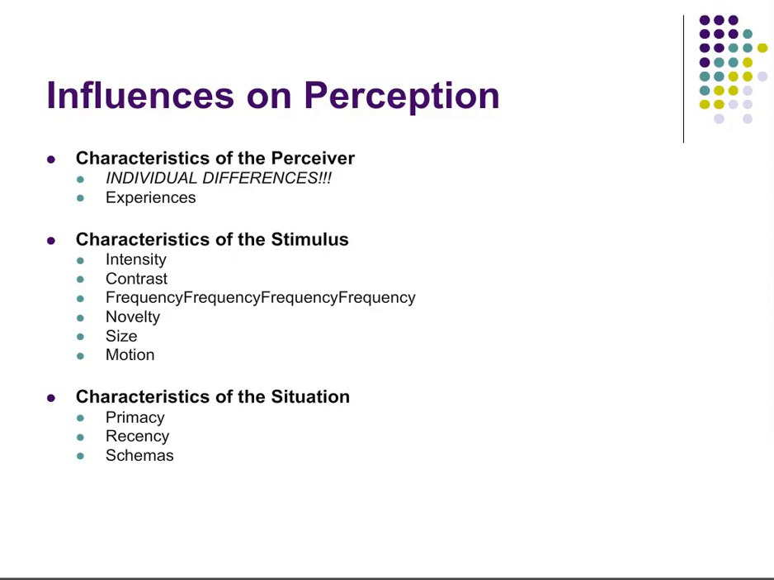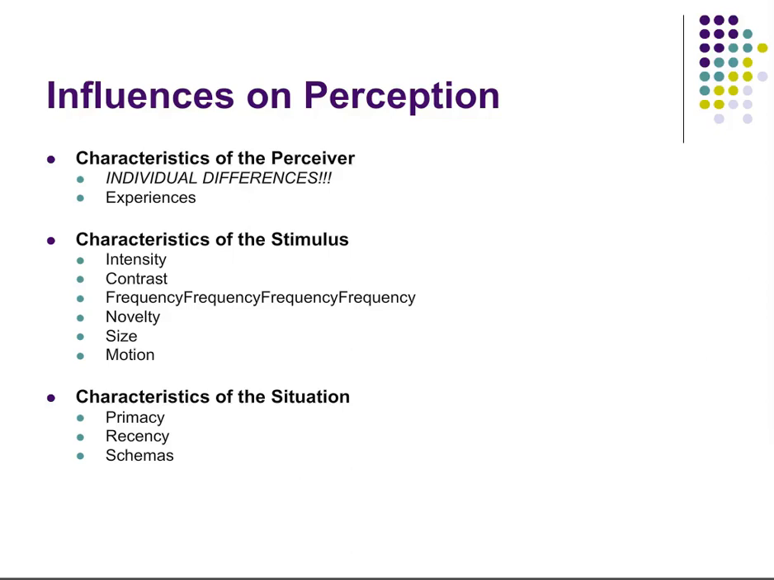So as you can see from this next slide on the things that influence perception, there's three major categories. One is the characteristics of the perceiver, and as I've already mentioned, our individual differences and our experiences will frame the way that we see things. So we don't just perceive things in a vacuum, it's usually perceived within the lens of who we are, what our personality is like, what our values are, and what experiences we've had in the past that may influence that.